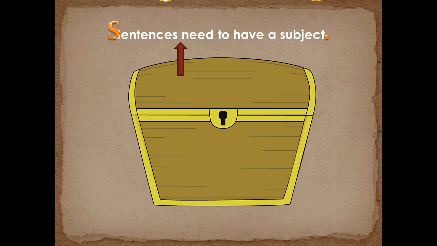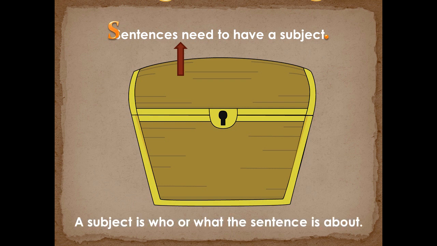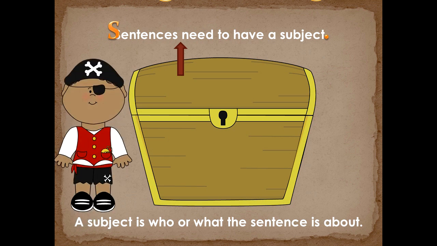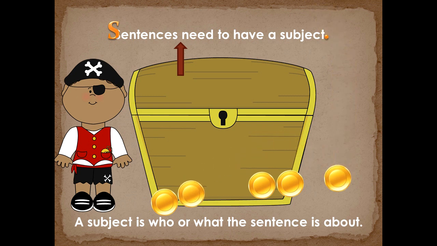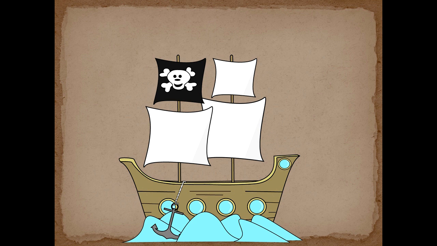Sentences also need to have a subject. A subject is who or what the sentence is about. So we could write a sentence about a pirate, and that would be who the sentence is about. Or we could write a sentence about gold and treasure, and that would be what the sentence is about. A pirate or gold treasure could be the subject of a sentence. Well, let's write a sentence together.